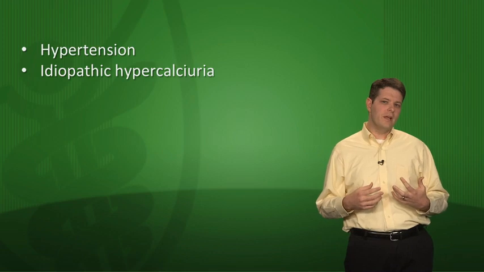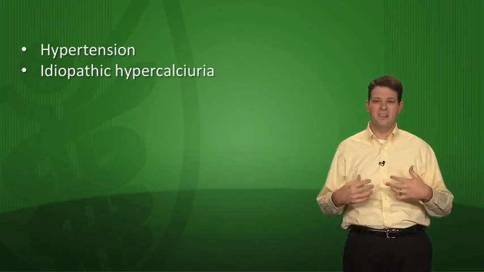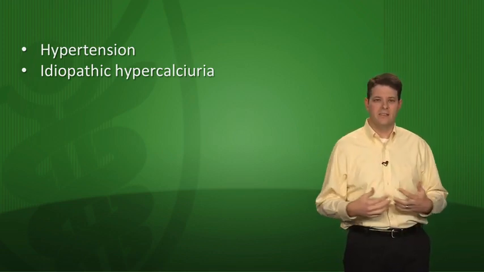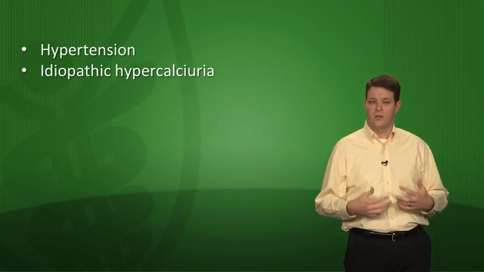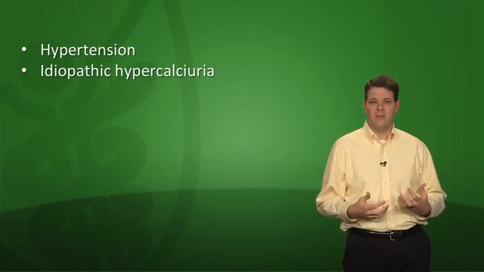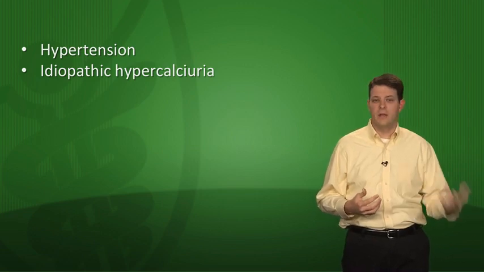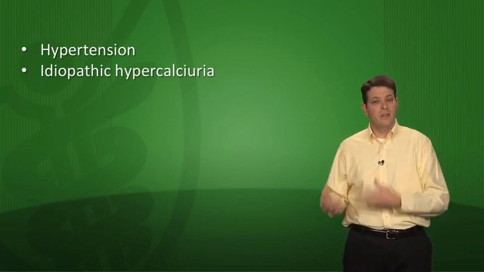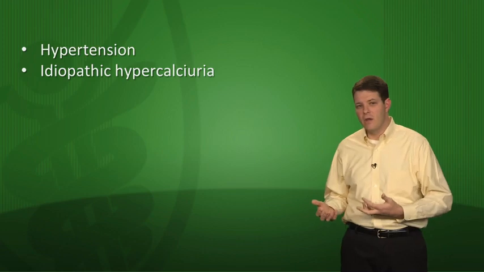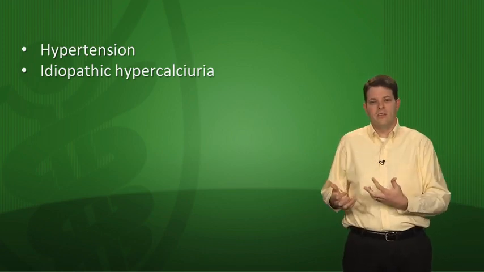So say you have a patient that has normal serum calcium, but who dumps a lot of calcium into the urine, and that leads to calcium stones. A thiazide diuretic might help stop this because it's going to prevent some of that calcium from going into the urine.